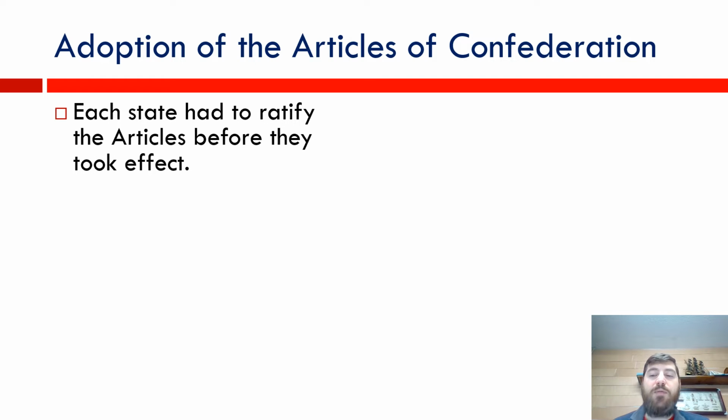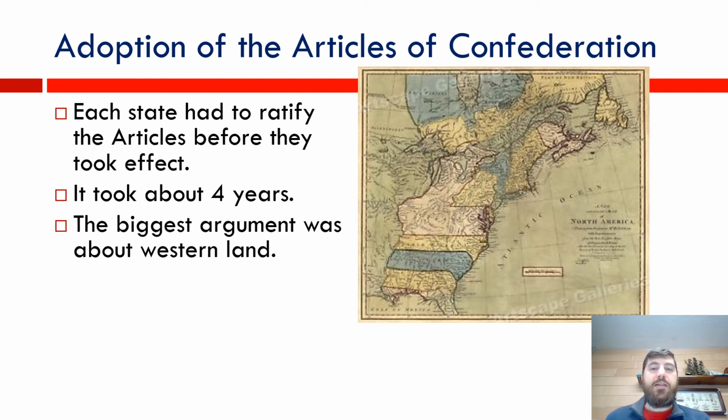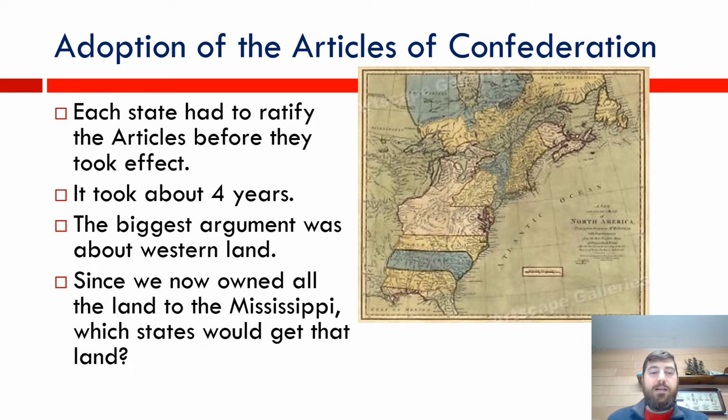Every state had to ratify, or agree to, the Articles of Confederation before they actually became the nation's law. And that took about 4 years for every state to decide to obey the Articles of Confederation. The biggest argument is what to do about Western land. So if you recall, the king said we're only allowed to go up to the Appalachian Mountains right here. But then after the war, we got all the land on this side of the Mississippi. So now there's a ton of extra land that America owns.